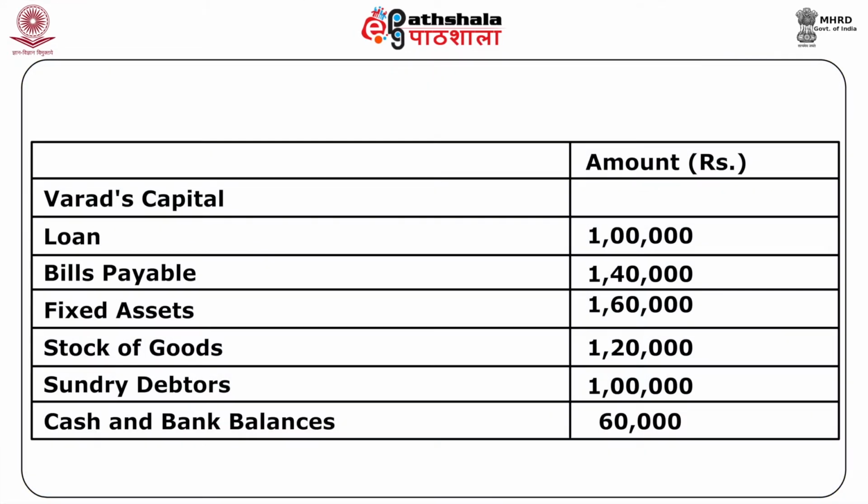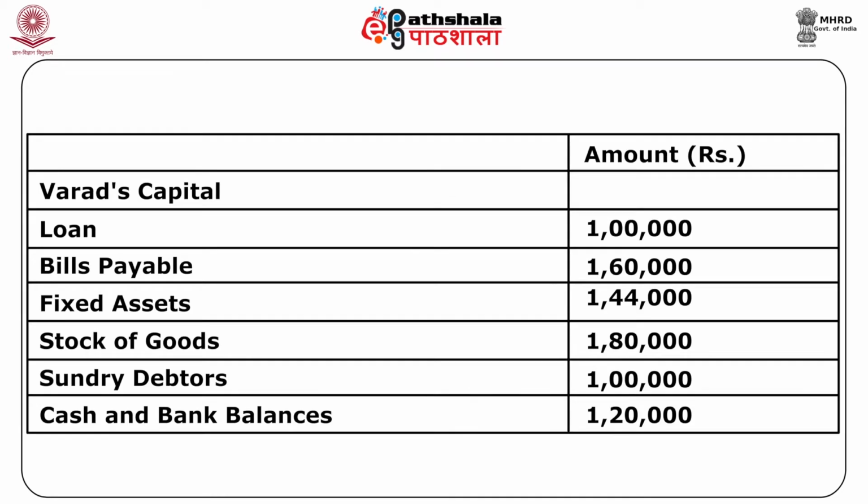Now take an illustration. Here the following information is available in respect of business transactions of Mr. Varad appearing at the beginning of the year. Here Varad's capital, loan amount is 1 lakh, bills payable 1,40,000, fixed assets 1,60,000, stock of goods 1,20,000, sundry debtors 1 lakh and cash and bank balances are Rs 60,000.